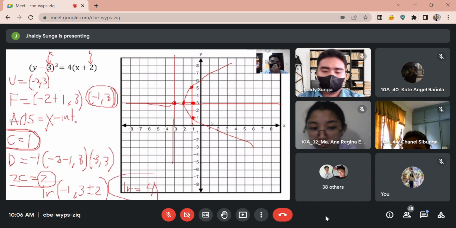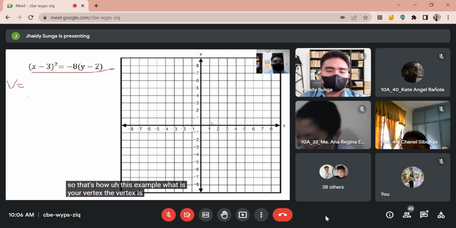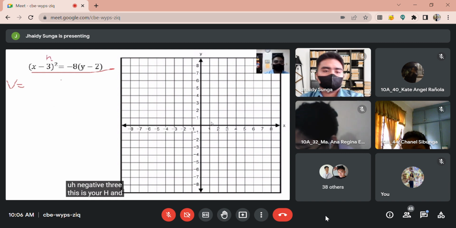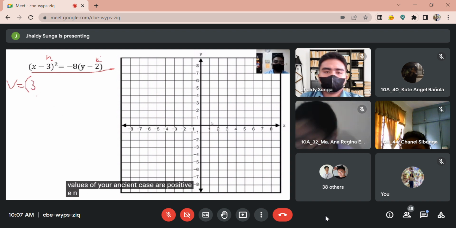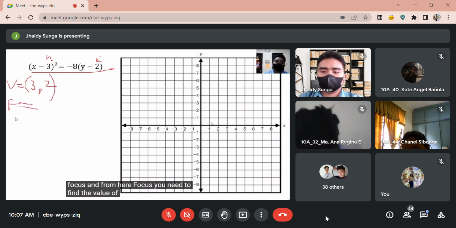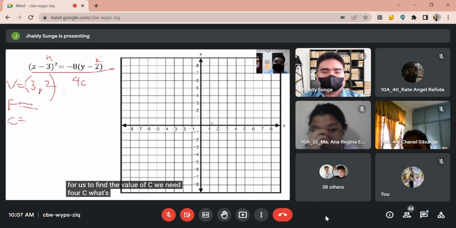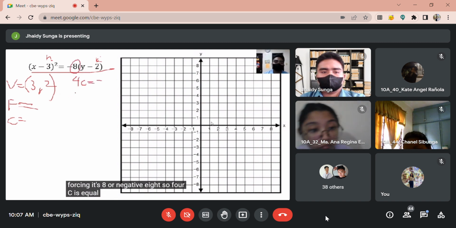Last example. This is the last example. What is your vertex? The vertex is 3, 2. This is your h, and this is your k. So in this case, we're going to find the focus, and from your focus, you need to find the value of c. In order to find c, you need 4c. What's the value of your 4c? It's negative 8. So 4c is equal to negative 8.